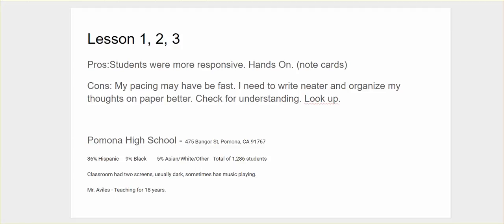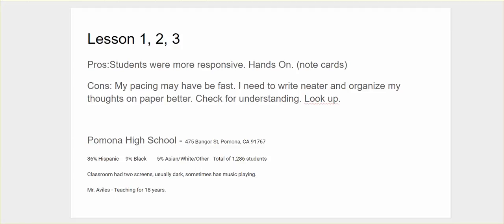For lessons 1, 2, and 3, I was teaching mole ratios, going from moles to grams, moles to molecules, and moles to liters. What I thought went well was that students were generally becoming more and more responsive as I began to teach them. At first they would hesitate, but as things went on, they got used to me and were very engaged, I'd say.